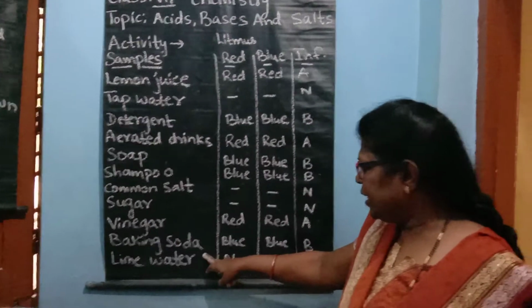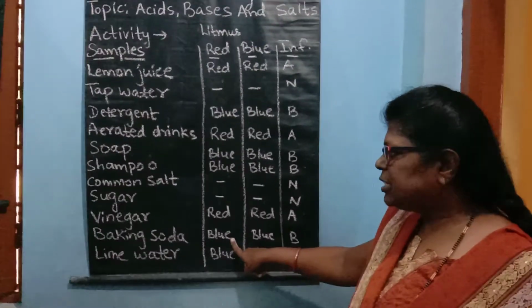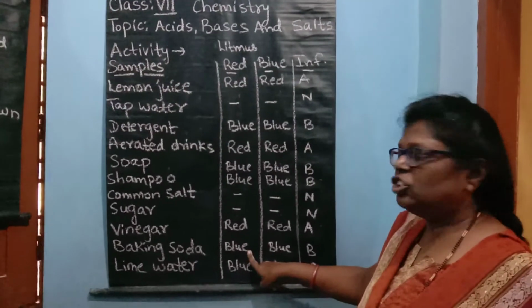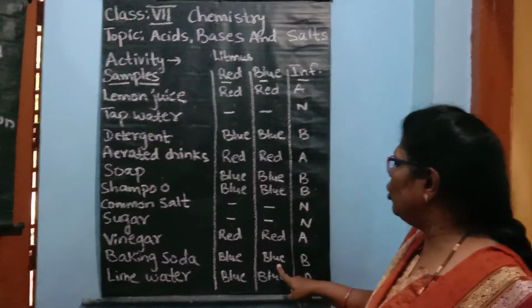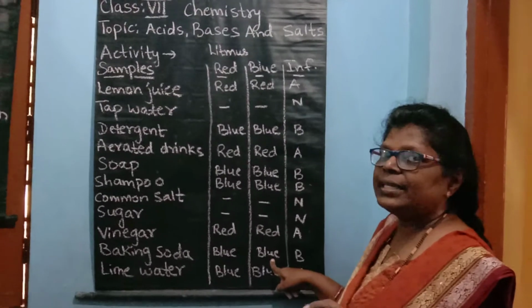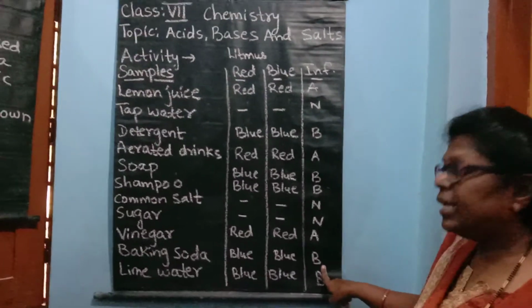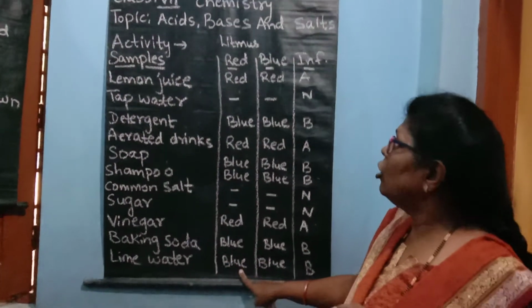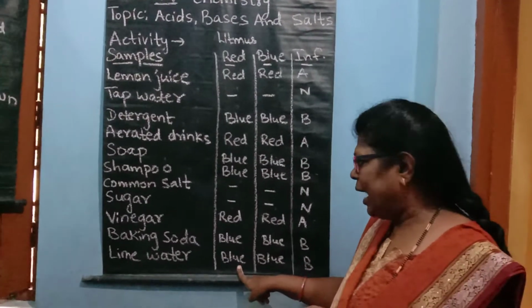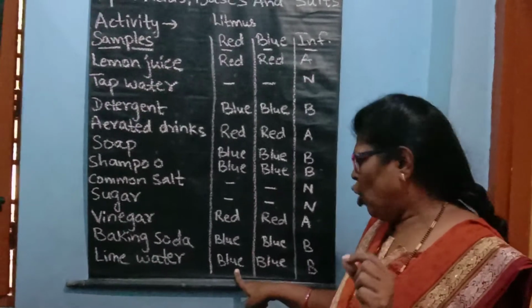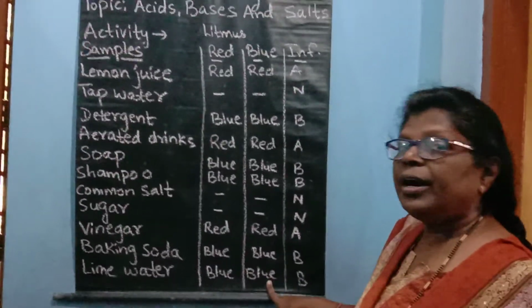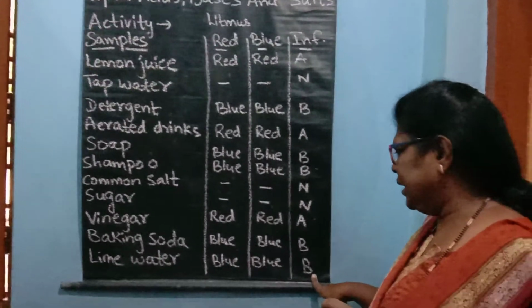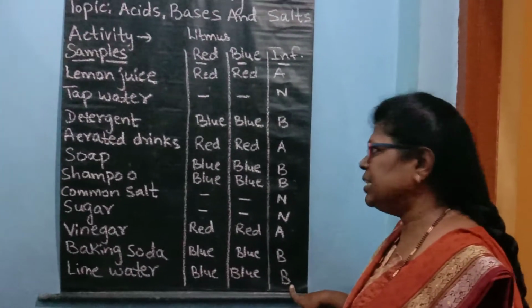Now next is the baking soda. Take the red litmus paper and dip it into the baking soda. The red paper will change into blue in color, but the blue litmus paper remains blue in color. Therefore it is basic in nature. Now take the lime water. Take red litmus paper and dip it in the lime water. It changes into blue in color, and the blue paper will not change its color. Therefore what is our inference? That it is basic in nature.